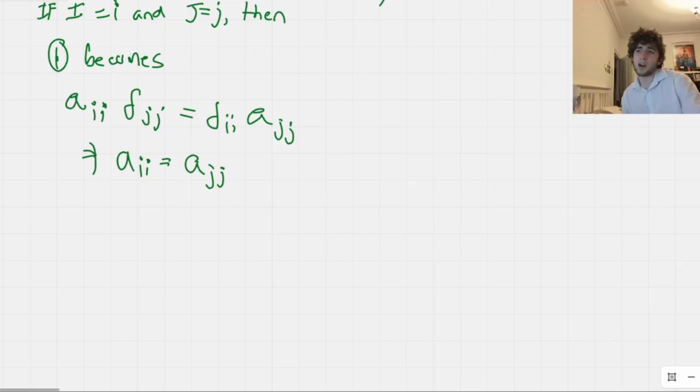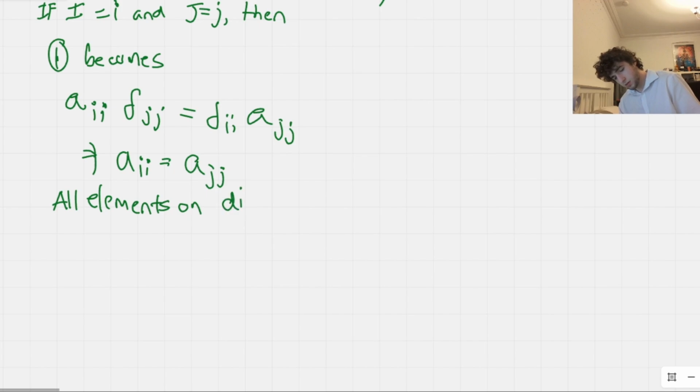I mean, obviously, if they are equal to each other, then it's very trivial, right? Because you're just representing the exact same element. If they're not equal to each other, this is also true. So effectively, what this is telling us is that all elements on the diagonal are equal to each other.